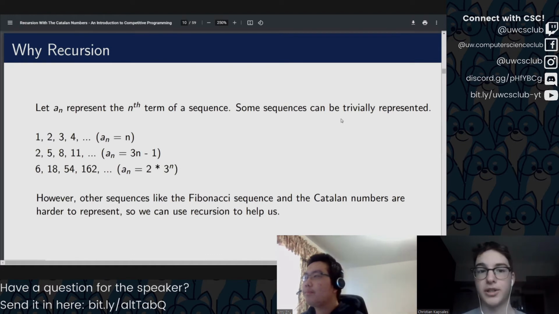So why recursion? Let a_n represent the nth term of a sequence. Now, some of these sequences can be trivially represented. If we have 1, 2, 3, and 4, a_n is equal to n. Or if we have 2, 5, 8, and 11, a_n is equal to 3n minus 1. Or if we have 6, 18, 54, 162, a_n is equal to 2 times 3 to the n. Other sequences like the Fibonacci sequence and the Catalan numbers are much harder to represent. So we can use recursion to help us out.